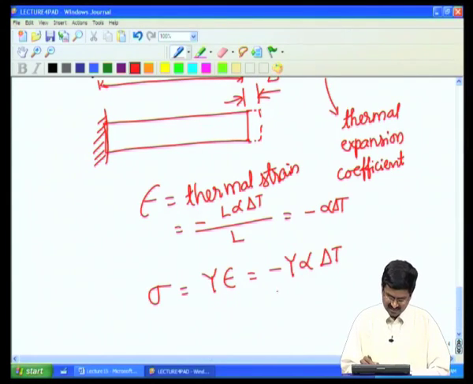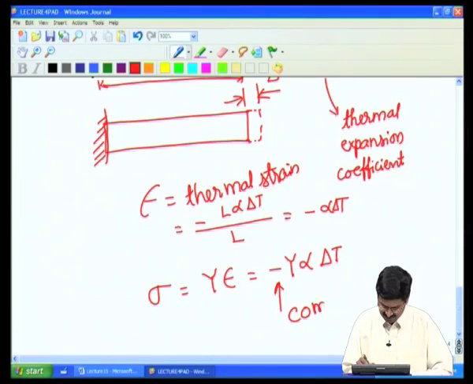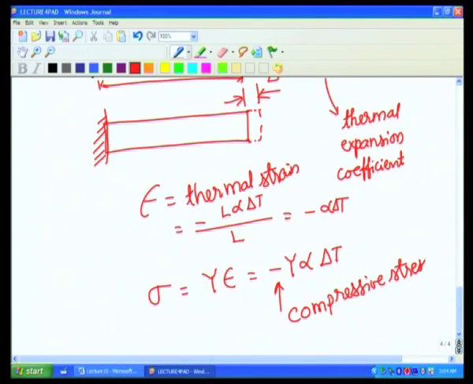Whenever the stress has a negative sign, we call it compressive stress. Okay. If it were to be positive, we call it tensile stress. So, we have compressive stress here and tensile stress.